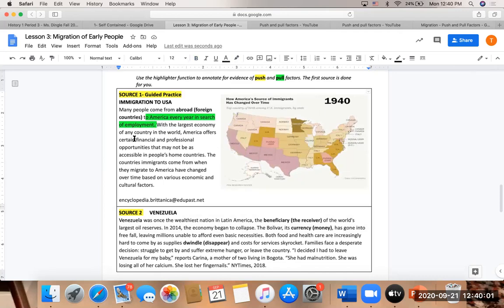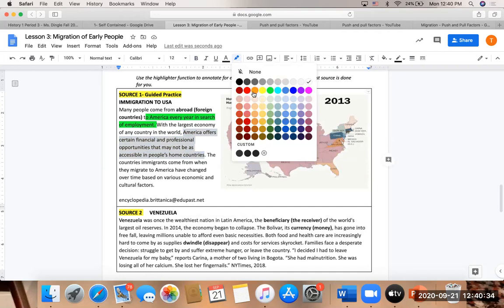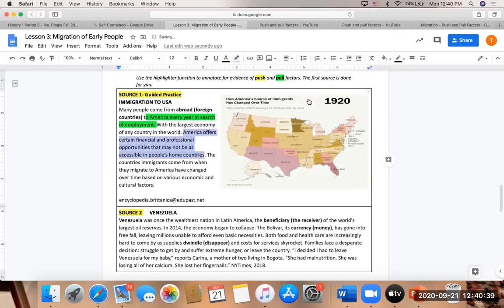With the largest economy of any country in the world, America offers certain financial and professional opportunities that may not be available or accessible to people in their home country. Because this piece of evidence supports my pull factor, I'm going to highlight it in a different color so I know that's my supporting evidence. So that's my supporting evidence to justify why I felt the previous sentence that I highlighted in green is an example of a pull.